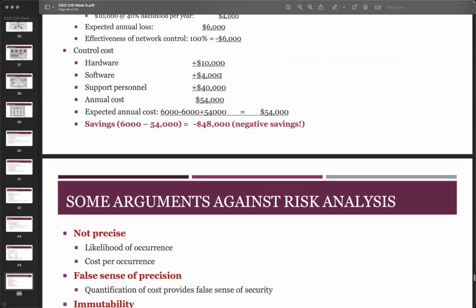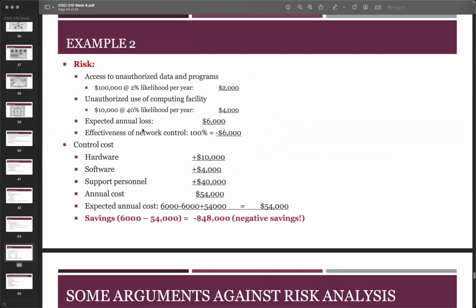If you're interested, you can look at it, but we don't ask you to calculate all this. You just need to know that you list all the costs here, adding them together. Based on how much you save, the expected annual loss reduction, minus the cost, if the result is negative, there's nothing to gain, then it makes sense. We are not taking any action, right?